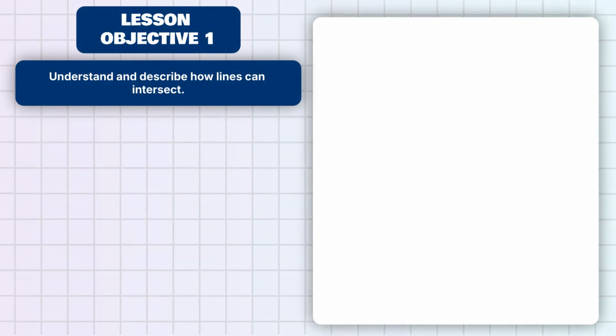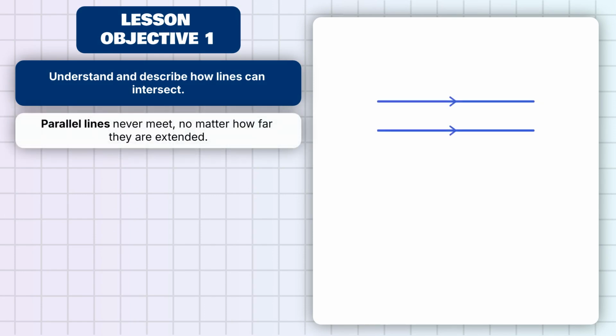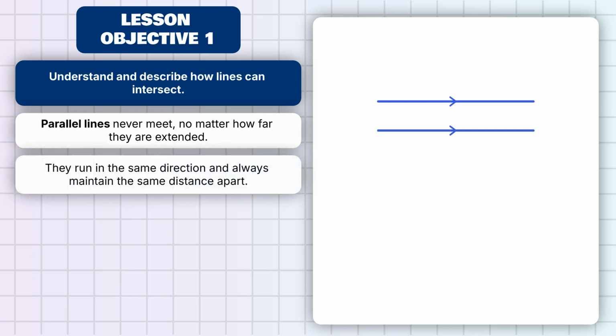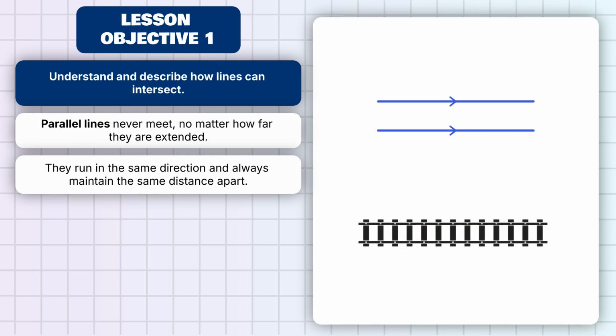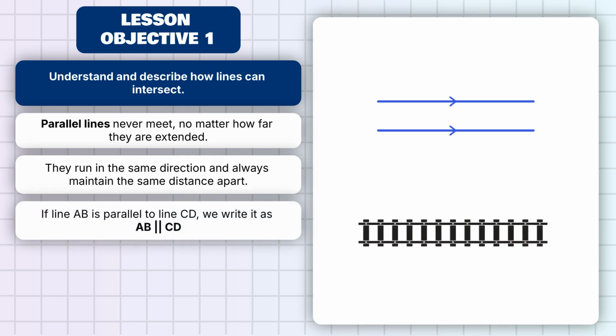Next, we'll look at parallel lines. These lines are different in that they never meet, no matter how far they are extended. They run in the same direction and always maintain the same distance apart. To visualize this, imagine train tracks. They run side by side and never cross. If line AB is parallel to line CD, we write it as AB ∥ CD, with two small parallel lines in between.